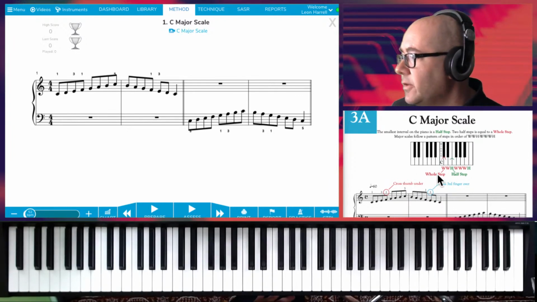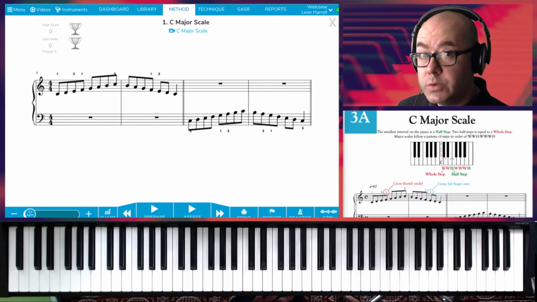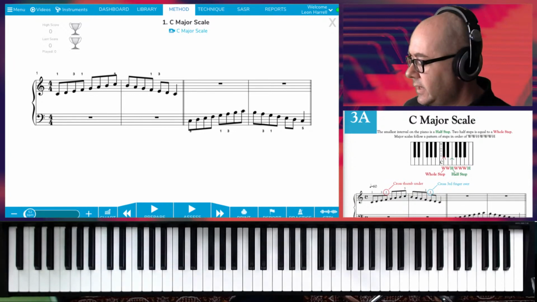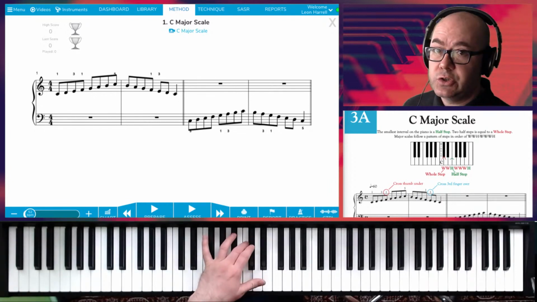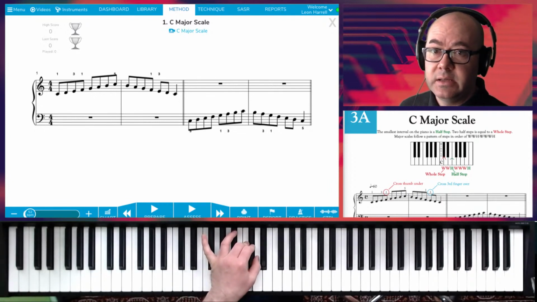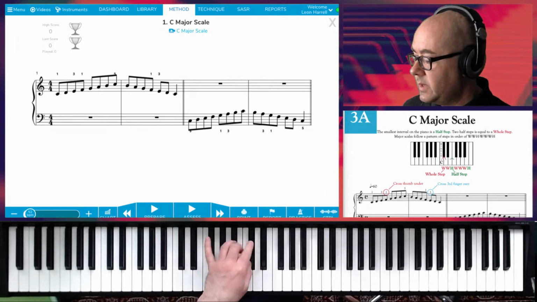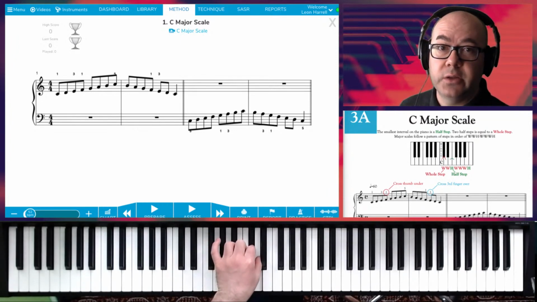The other thing they're showing us is the distance of a whole step. A whole step is 2 half steps. You just add the 2 half steps together. So from C to C sharp to D, altogether that's 2 half steps. C to C sharp is 1 half step, C sharp to D is another half step.